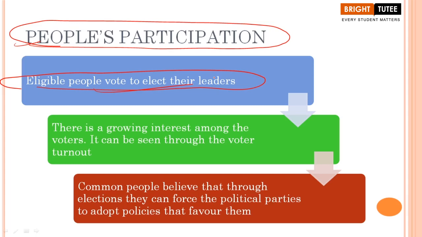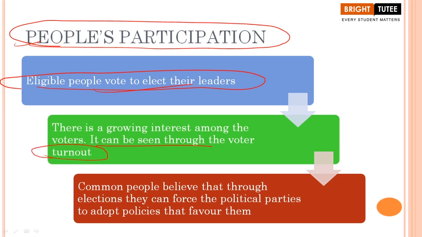and what their leaders are doing for them, right? So therefore, here the political leaders have the main task to mobilize that support from the rural areas, right students? So definitely people here are interested in voting. Now there is a growing interest among the voters, which can be seen through voter turnout.